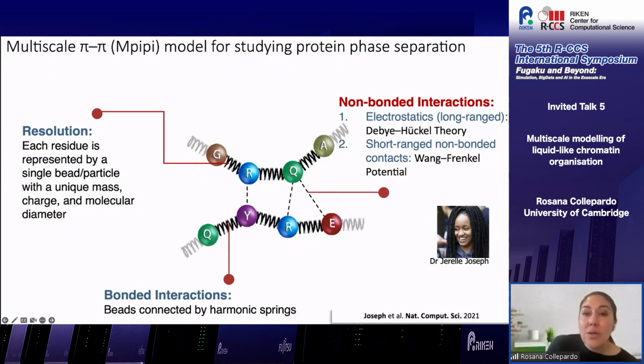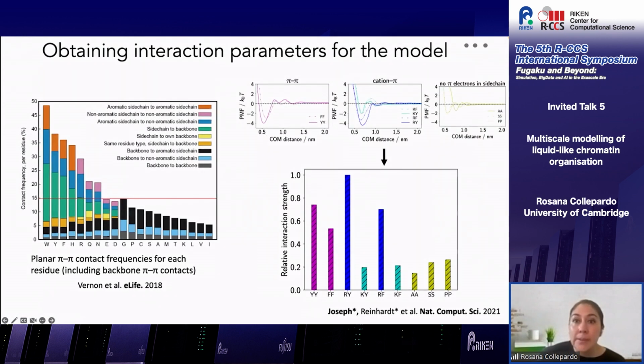So in order to achieve that, we designed this model termed Mpipi, where each amino acid is represented by a single bead. All the beads are connected with harmonic springs, and the non-bonded interactions include electrostatics and short-range interactions. In particular, to parameterize these non-bonded interactions, we use a multiscale approach that involves combining experimental data with high-resolution atomistic potential of mean force calculations to balance the contribution of the different interactions.